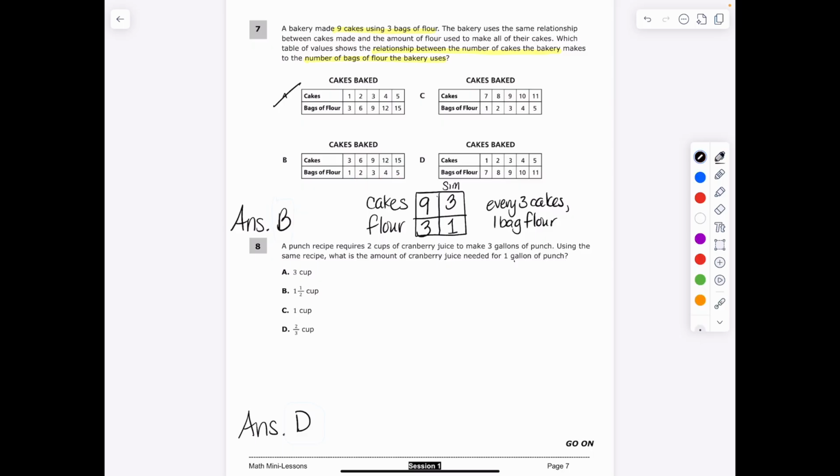So you can see what I mean. Every single time I make another one, I have 1 more bag. And here is every time I make 3 more cakes. And that's my relationship. That's what I wanted, and that's why B is the answer.